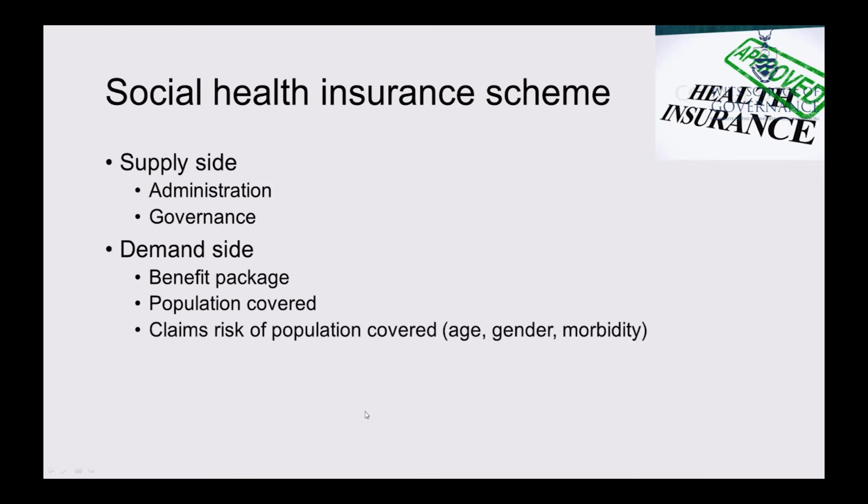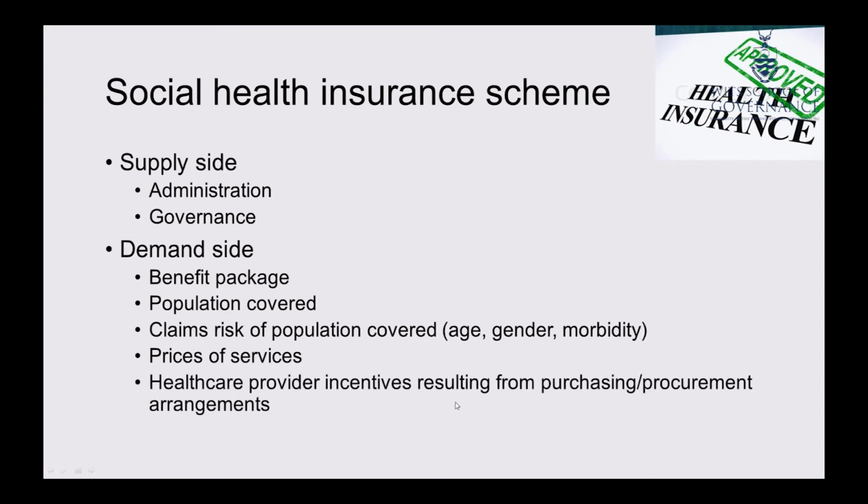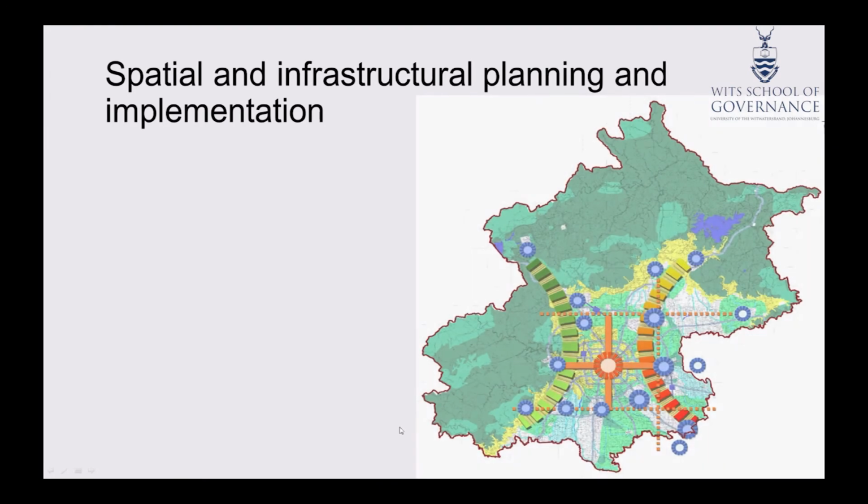Your claims risk of the population covered will also be important. What is the age and gender and morbidity of that population? What are the prices of services will impact on demand side costs? And you might not be able to control them in every instance because they might be under the control of private providers. And then there are healthcare provider incentives resulting from purchasing and procurement arrangements. So supplier-induced demand and so on could impose risks.